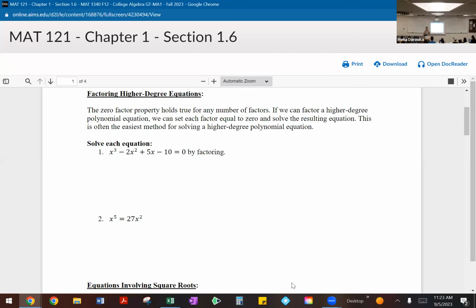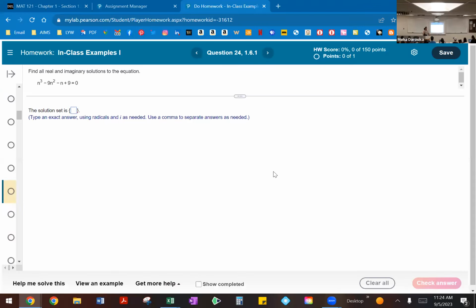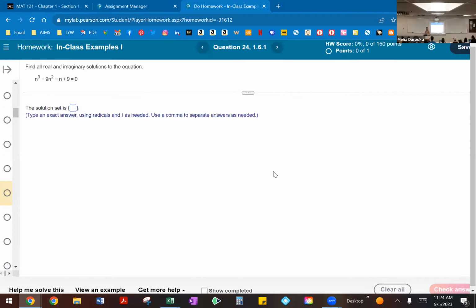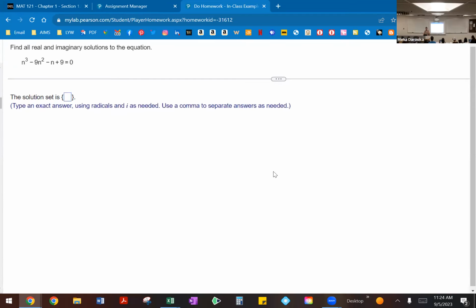So let's take a look at this example here. This is going to be kind of similar to what you have in the handout. As you can see, this is a 3rd degree polynomial, n to the 3rd power. Let's solve this by factoring. Now this is not going to be the same kind of factoring we did last time with the quadratic equations, because, of course, being a 3rd degree polynomial, you will see there are 4 terms in here. You've got n to the 3rd power minus 9 n to the 2nd power minus n plus 9.